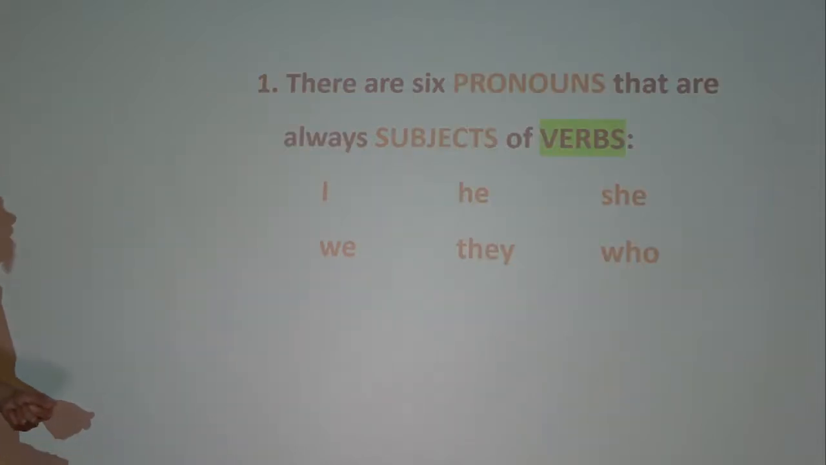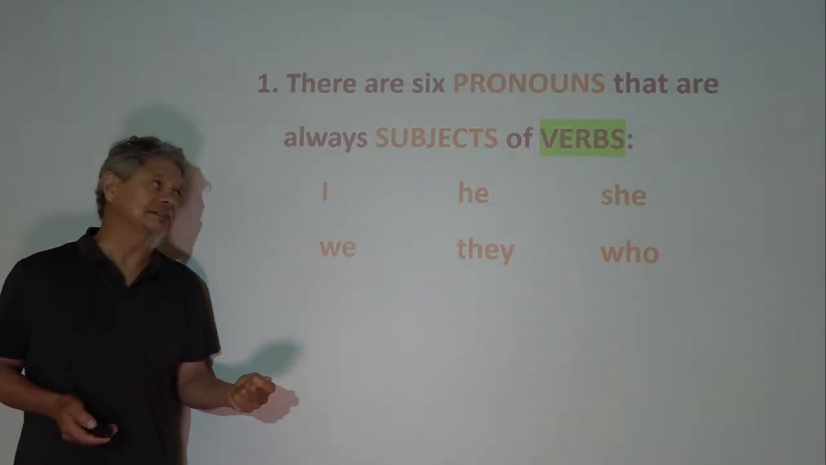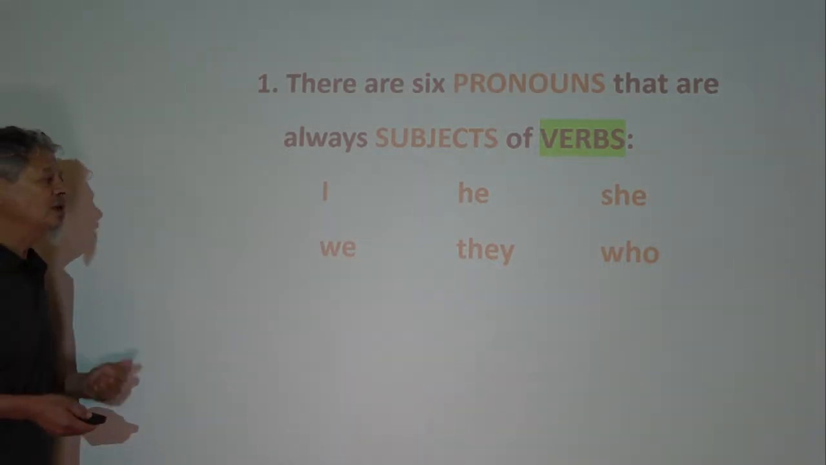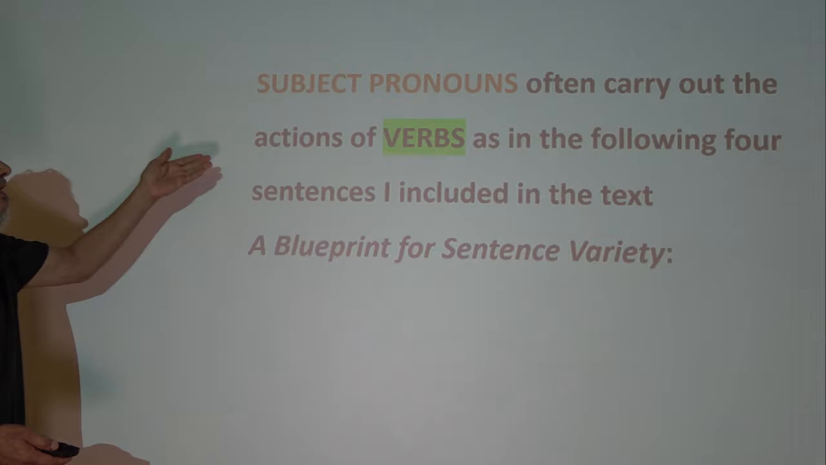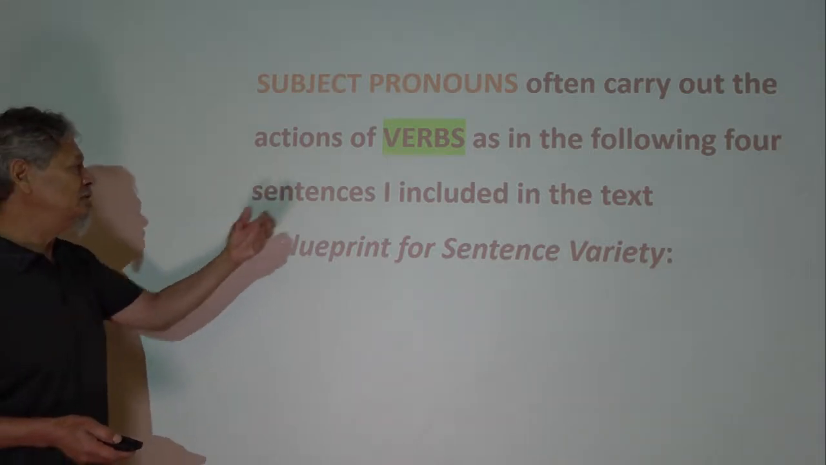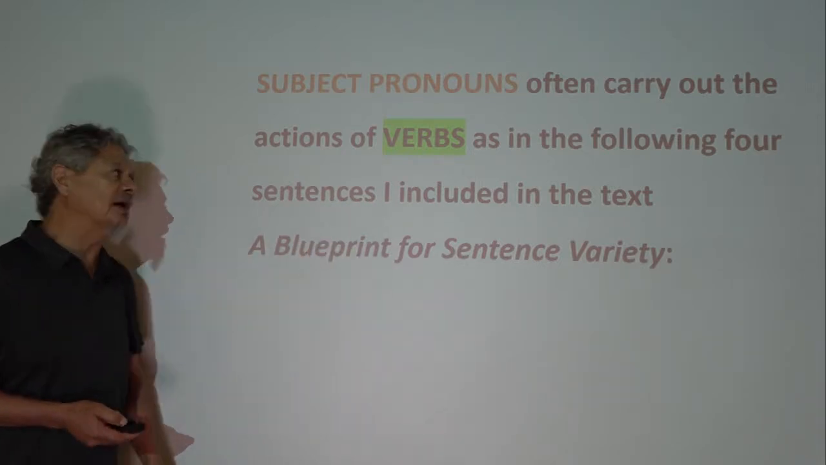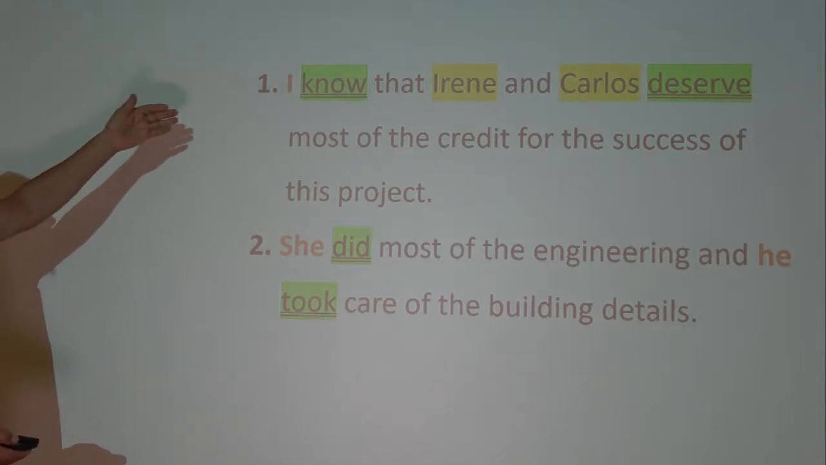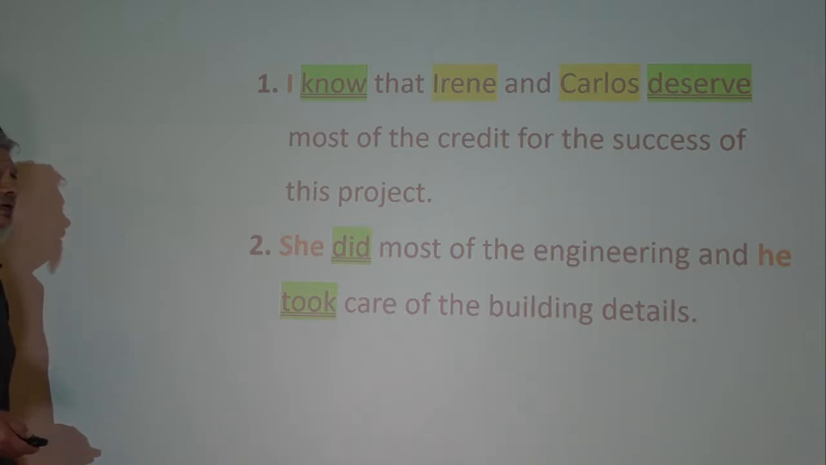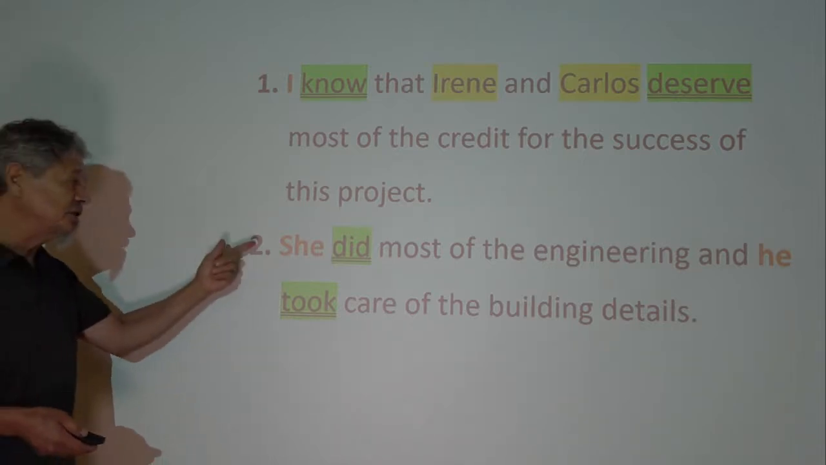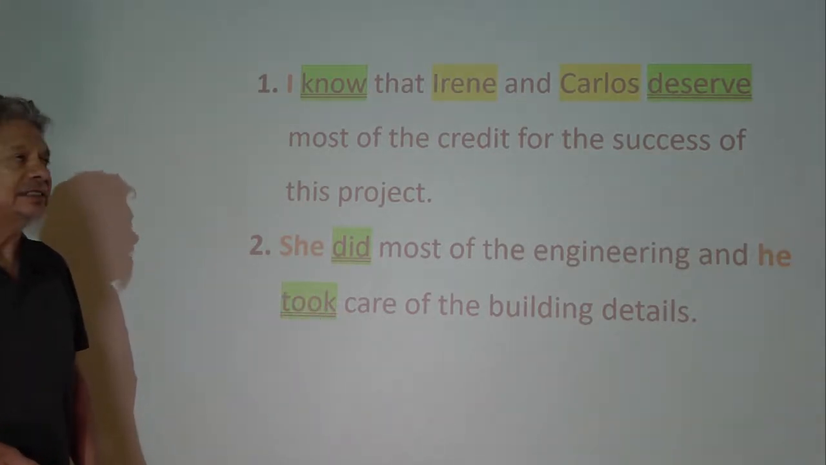To begin with then, these are the 6 pronouns that are always subjects: I, he, she, we, they, and who. Now, subject pronouns often carry out the actions of verbs. I can show you this in 4 sentences that I included in my book, A Blueprint for Sentence Variety. The first sentence is, I know that Irene and Carlos deserve most of the credit for the success of this project. She did most of the engineering and he took care of the building details.